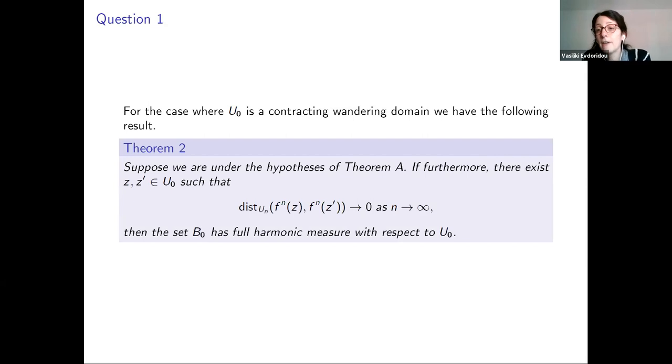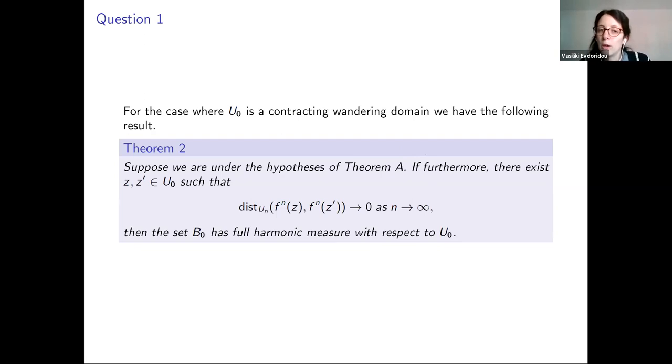We have our F, we have a sequence of simply connected wandering domains, and we have our set B naught, which is a subset of the boundary of U naught, right? So we have this subset of the boundary of U naught, which consists of boundary points whose orbits tend to zeta n. And in theorem one, we assume that B naught has positive harmonic measure.